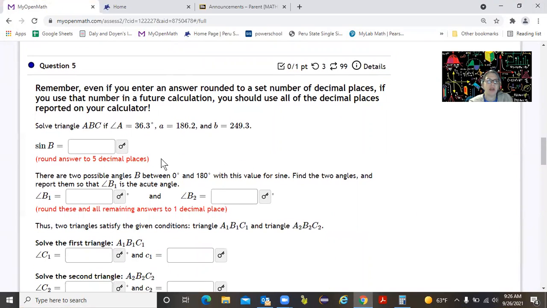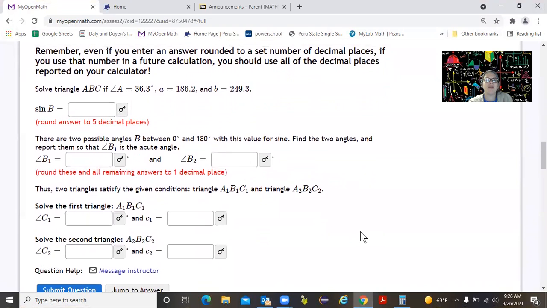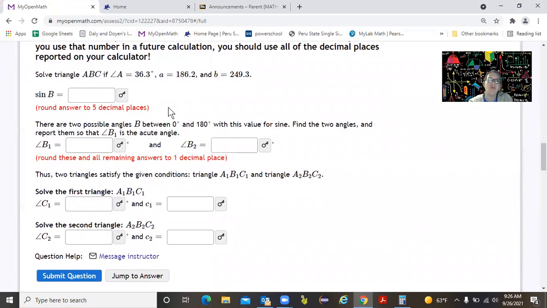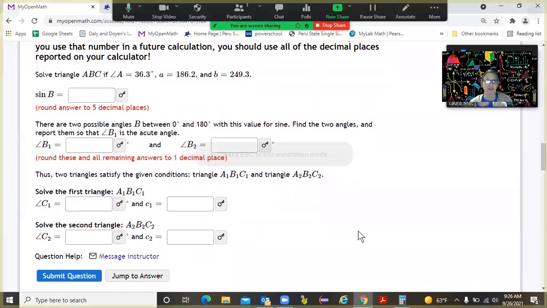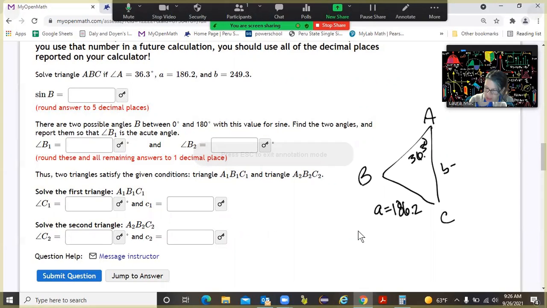This one wants a pretty high decimal. So in this one, what you're going to have is 2 possibilities. I like this question because it really breaks it down for you and says, all right, here's what's going to happen. Let's see this one in action. So we would draw our triangle. This is 36.3 degrees for A. Little a is 186.2. And then these don't really matter, but little b has to be 249.3, and that's little c.